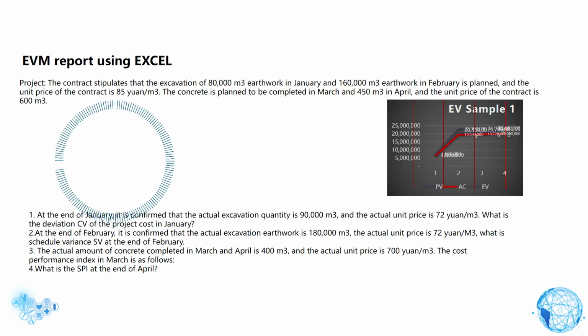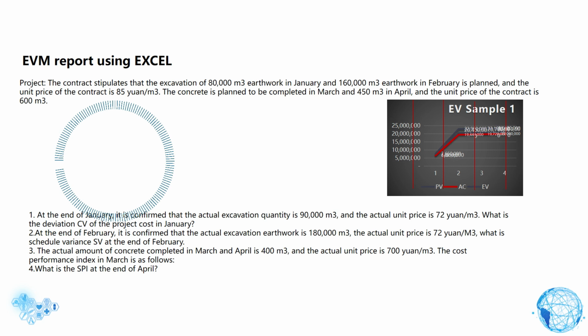0.9091. Project. The contract stipulates that the excavation of 80,000 cubic meters of earthwork in January and 160,000 cubic meters of earthwork in February is planned, and the unit price of the contract is 85 yuan per cubic meter. The concrete is planned to be completed in March and 450 cubic meters in April, and the unit price of the contract is 600 yuan per cubic meter.